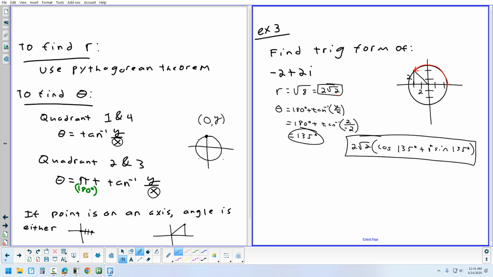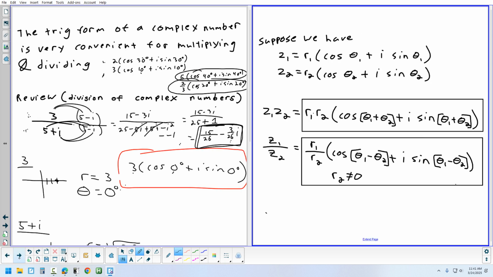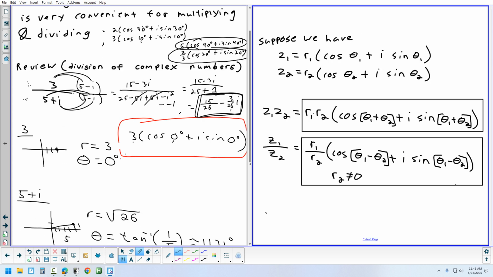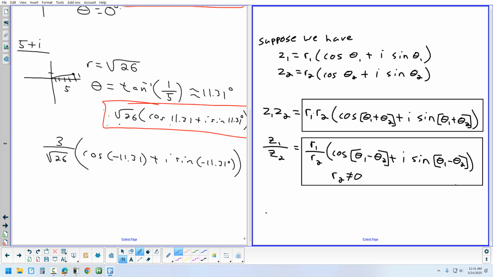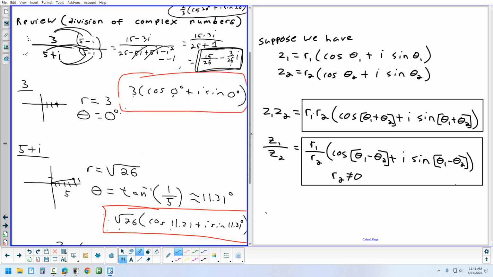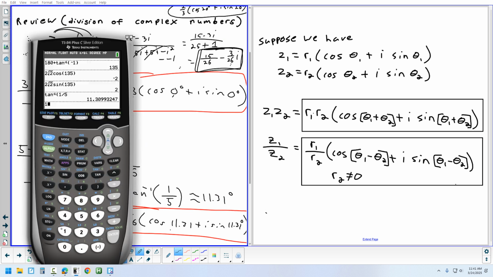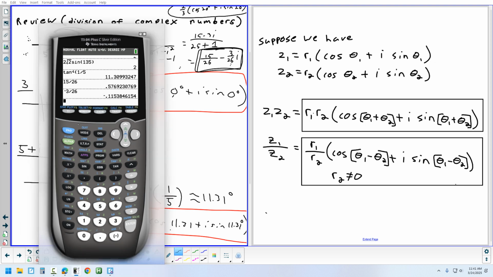Now, let's see if what we got is the same. 15 over 26. We're going to get decimals, so I need to see what 15 over 26 is. 0.5769. And negative 3 over 26 is negative 0.115. Let's see if we get those 2 decimals when we check our answer.